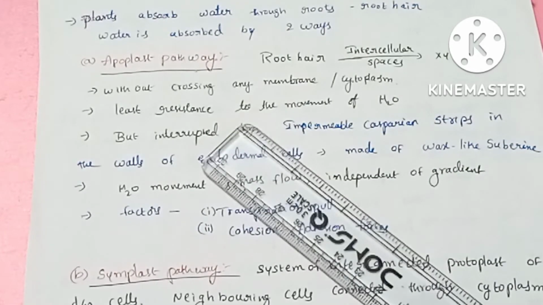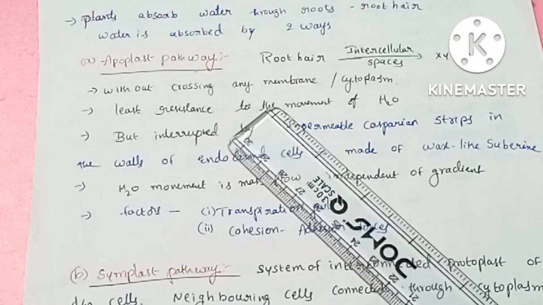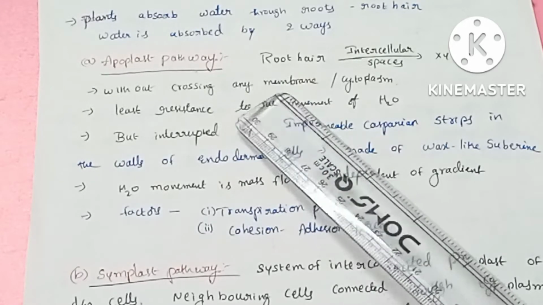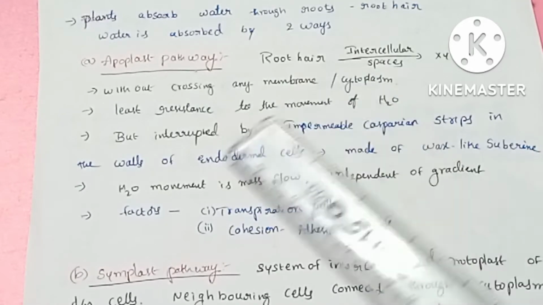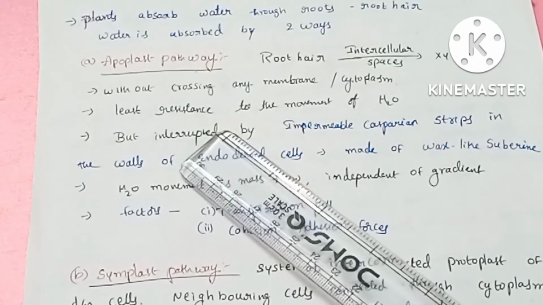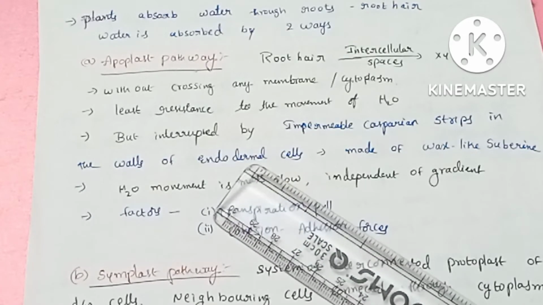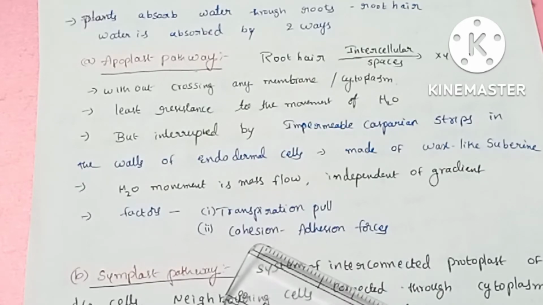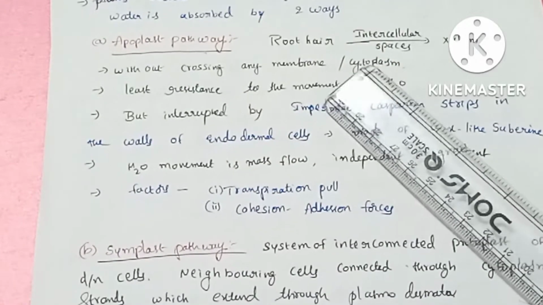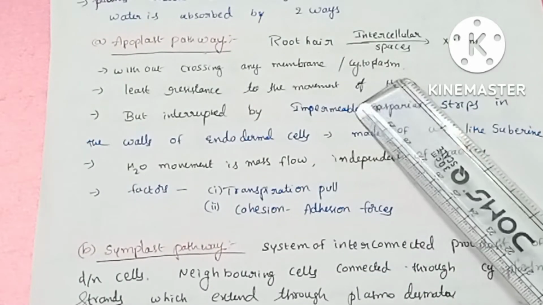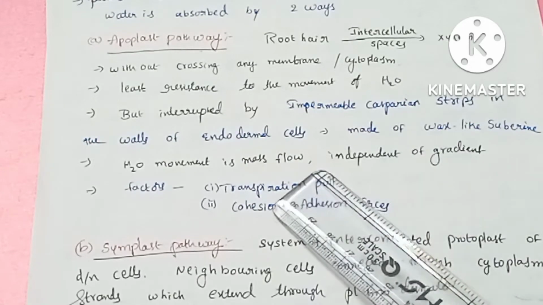Here in this apoplastic movement, there is no barrier for the movement of the water. They need not cross any membranes or cytoplasm, right? So that means they have the least resistance for the movement of the water, hence they move very fast when compared to the symplastic pathway. That means the symplastic pathway is slower than the apoplastic pathway, because in the apoplastic pathway there is no resistance for the movement of the water within the intercellular spaces.